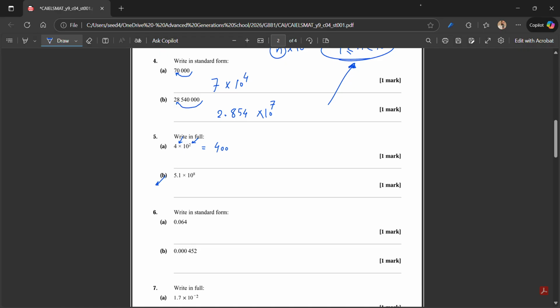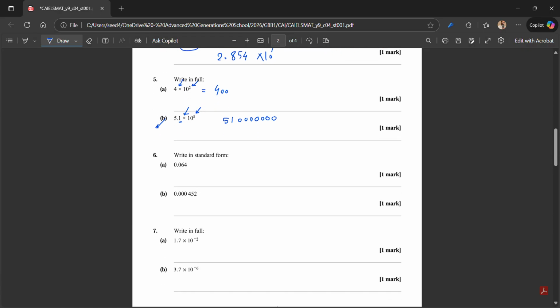Also this one, the same. Here it's times and the power is positive, so we're going to move the decimal point to the right side 8 digits. Already we have 1 digit, so we have to add after that 7 more zeros. So it will be here 5, 1 and add 7 zeros: 1, 2, 3, 4, 5, 6, 7, this way.